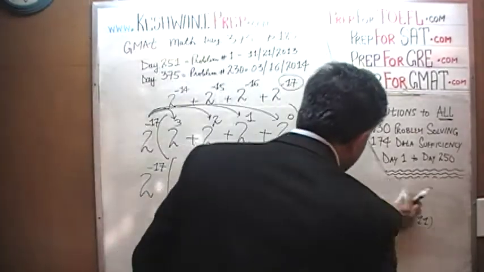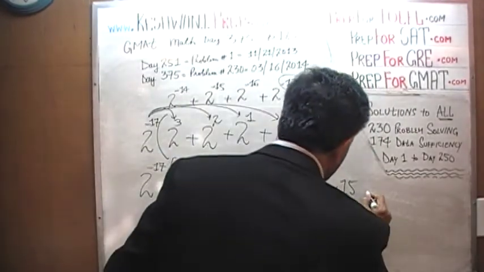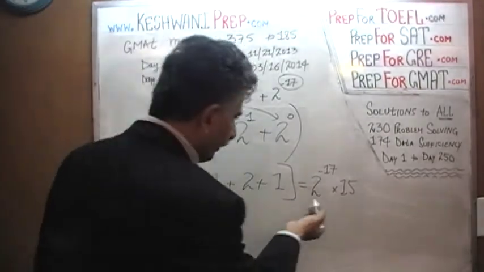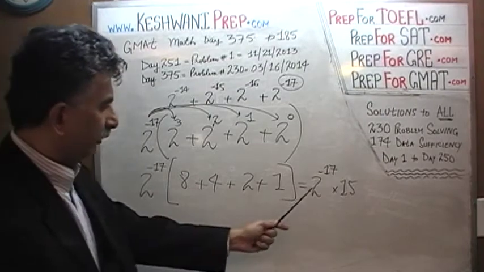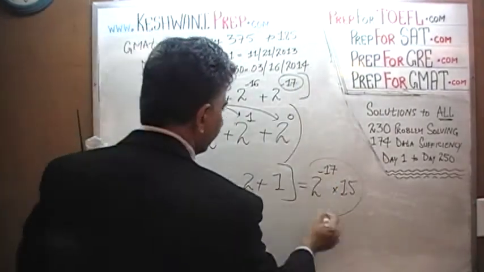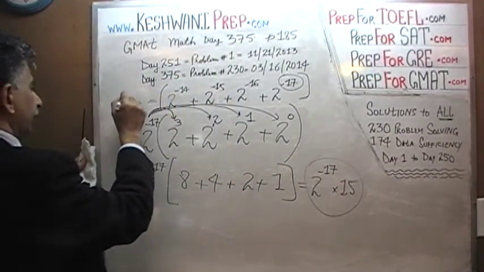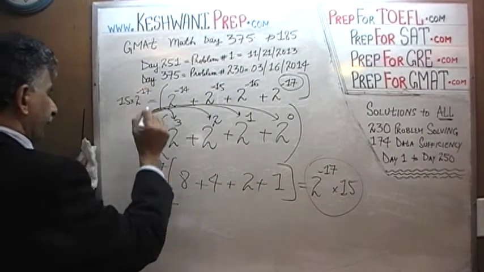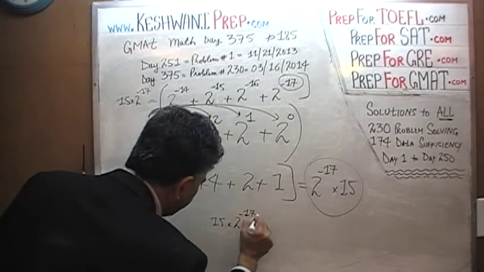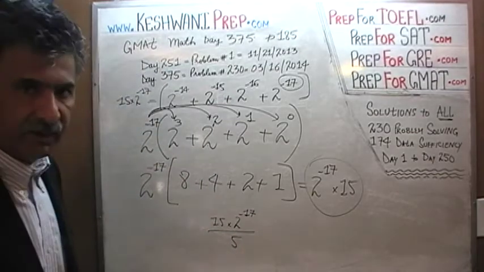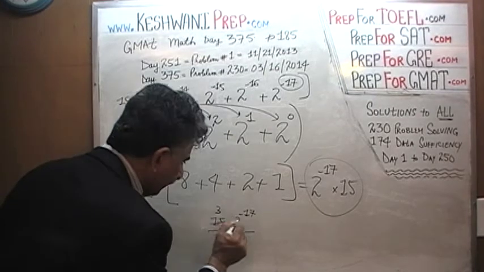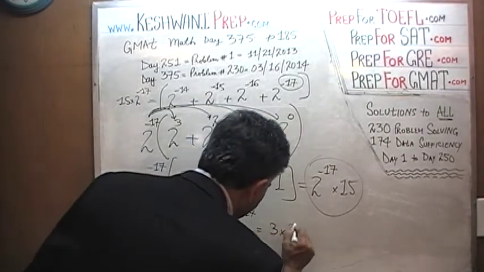And the question is, this quantity is how many times, and divided by 5. So now we have to take this whole thing and divide this quantity by 5. So let's do that now. We now know that this quantity on the top here equals 15 times 2 raised to negative 17, and on the bottom we had 5, which we had left behind before. If you divide top and bottom by 5, we'll end up with 3 times 2 raised to negative 17.